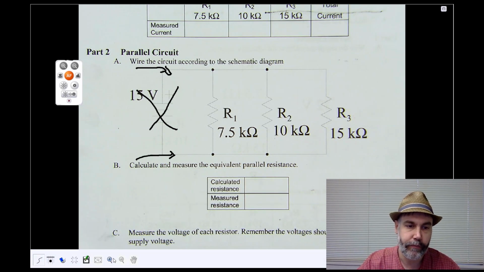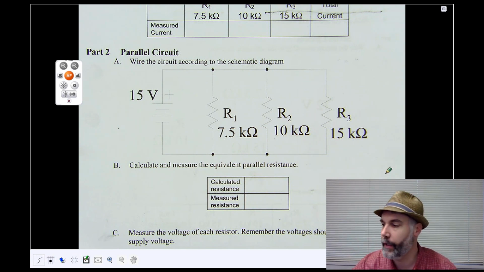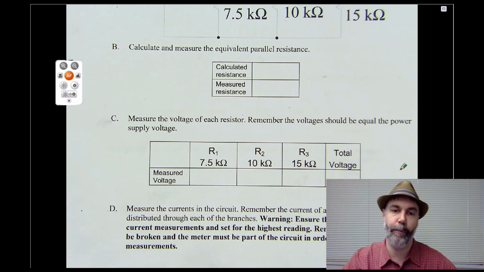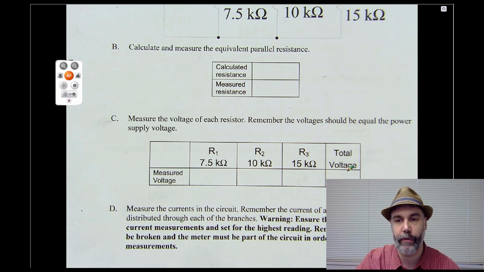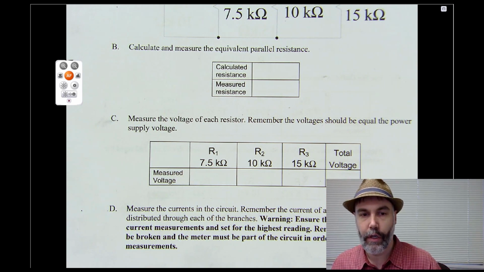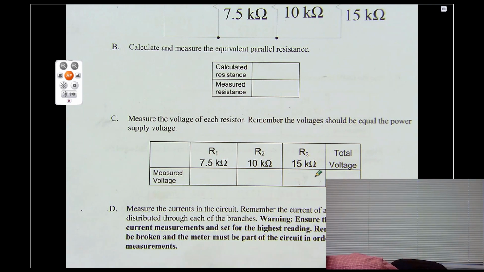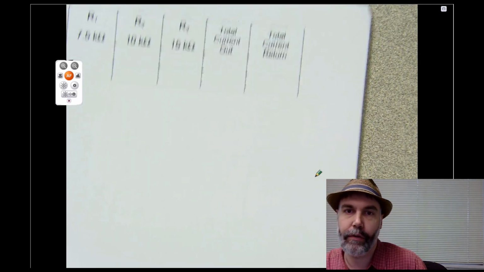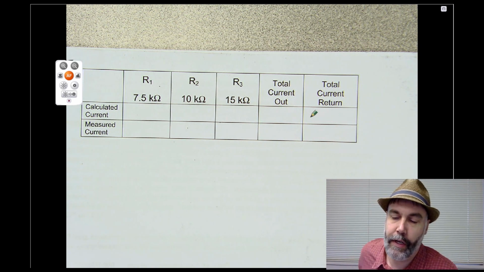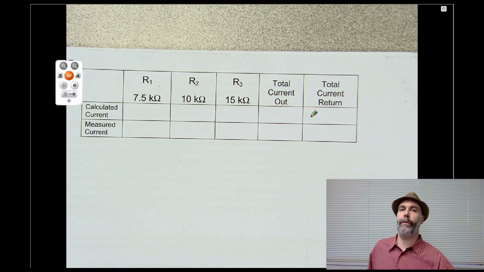All right. And then, again, you'll measure the voltage for each resistor. And then you'll measure the currents in the circuit. Okay? So you'll write down your currents up there, and then that is the end of the lab. So any questions about that?